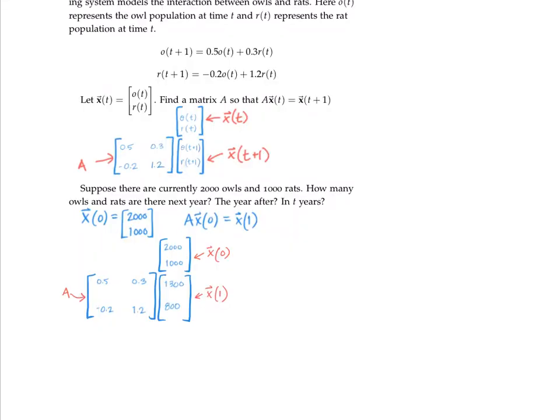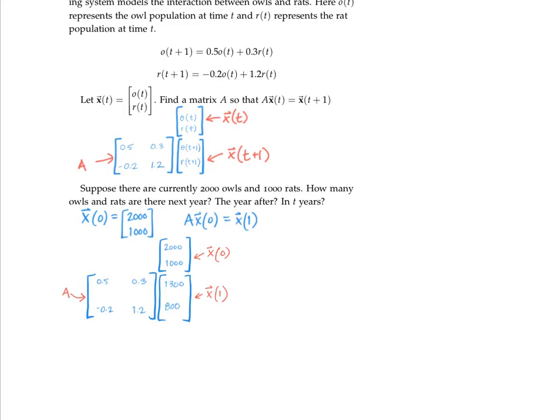Here we are. We've taken the matrix A, we've had it act on x of 0, and here's x of 1, which is telling us that there will be 1,300 owls and 800 rats if you take a look at both of those entries in the new vector. The next part of this question says, what about the year after that? Well, if we're at x of 1, all we need is to have A act on x of 1 to get us x of 2, which would be the population levels after 2 years.